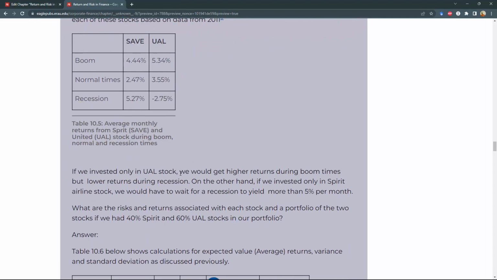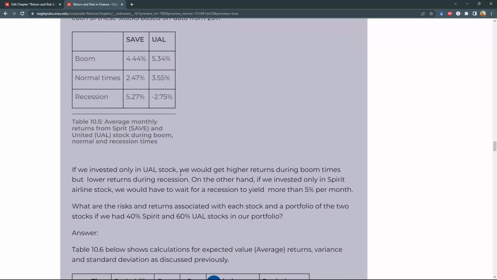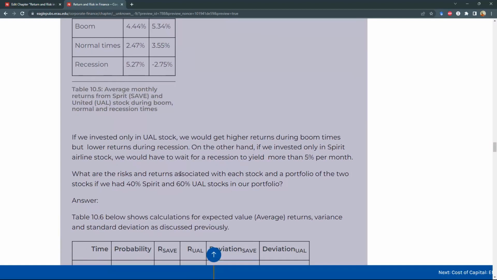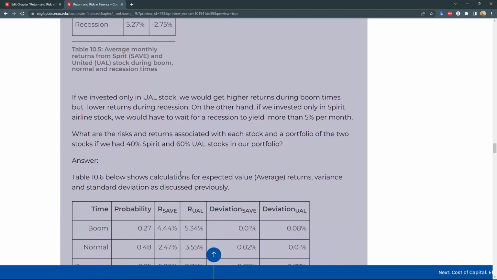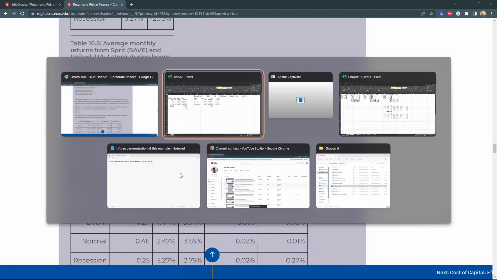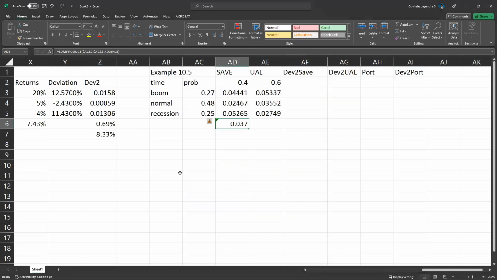If we invested only in the UAL stock, we'd get higher returns during the boom times, but lower returns during recession. On the other hand, if we invested only in Spirit, we'd have to wait for a recession to yield more than 5% per month. What are the risks and returns associated with each stock? And a portfolio of two stocks if we had 40% Spirit and 60% United in our portfolio. So let's go to Excel to figure it out.